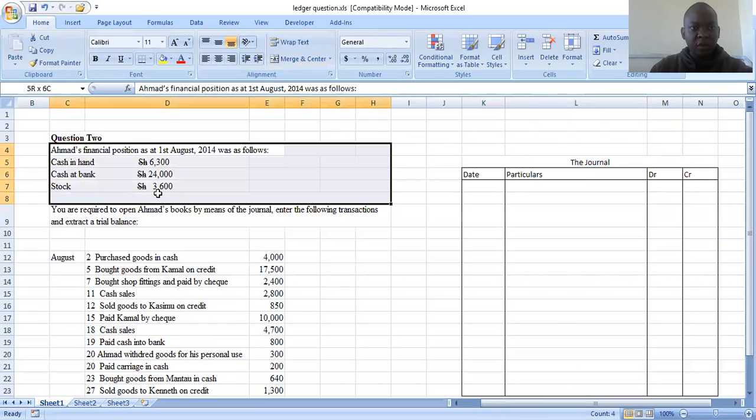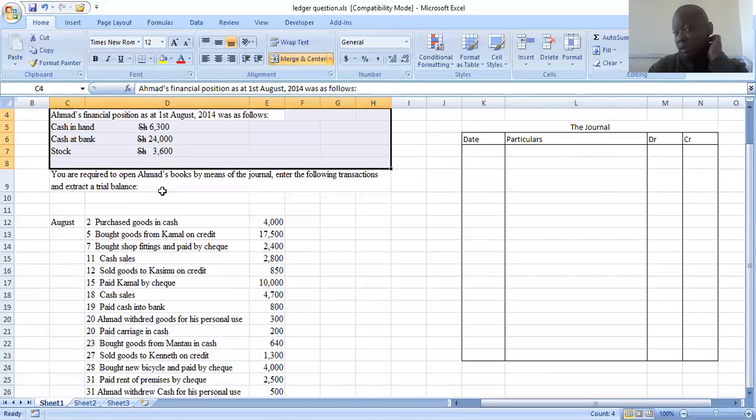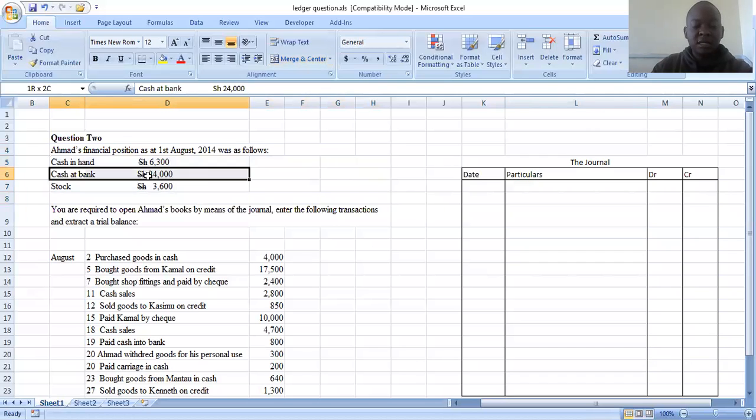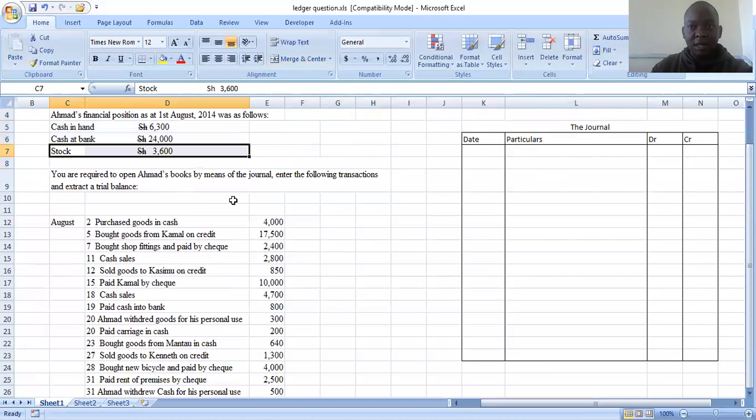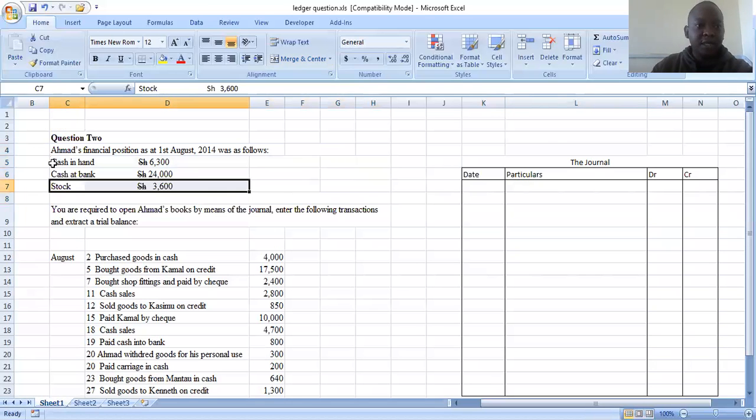As in the question, on the first day the business had the following items. It had cash in hand, 6,300 shillings, cash at bank, 2,400 shillings, and stock, 3,600 shillings. So this was at the beginning of the period. Cash in hand, cash at bank and stock are all assets. There's one thing that is missing: you don't have liabilities and you don't have capital. So this only gives us one side of the ledger, the debit side.